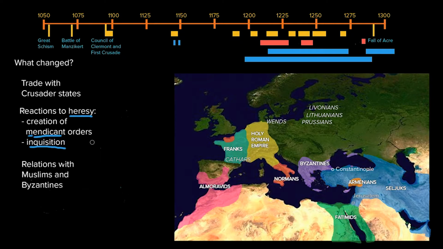So in addition to the conflict between Byzantine Christians and Western Christians, we also see centuries of conflict between Christians and Muslims. Even before the First Crusade, starting in about the 8th century, and then lasting until after the Crusades are over, we see a lot of conflict between Christians and Muslims, especially in Spain, as Christian kingdoms attempt to take over land in Spain.